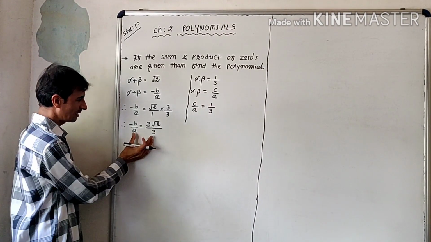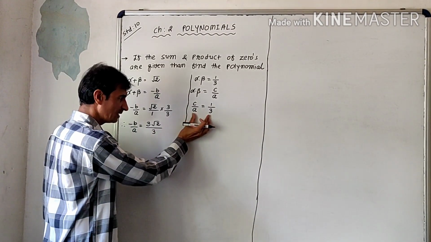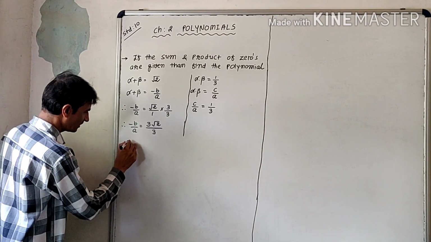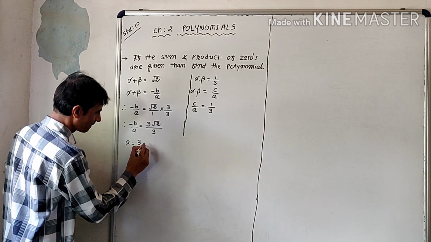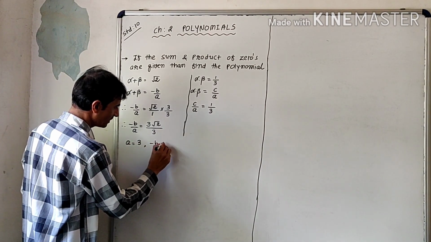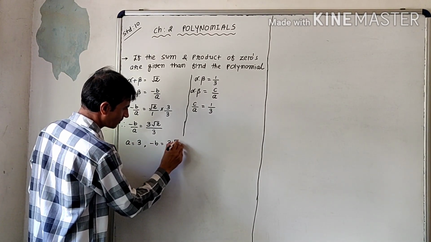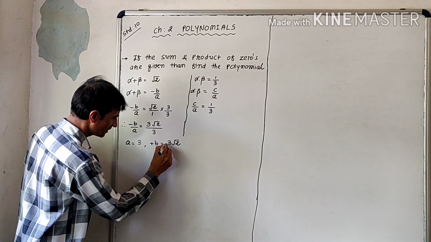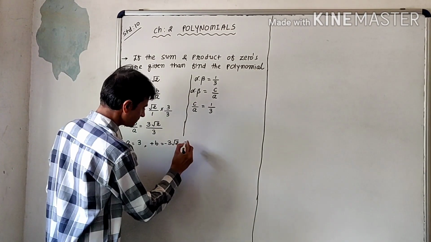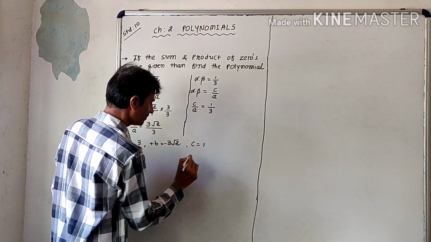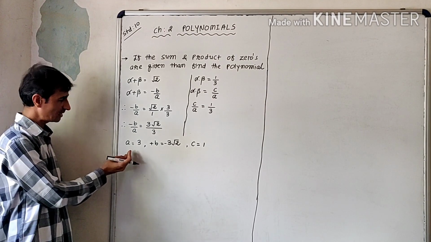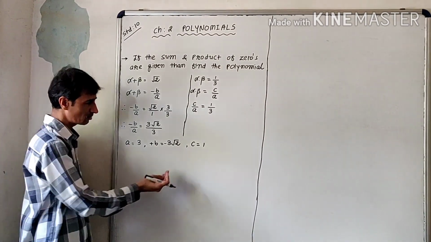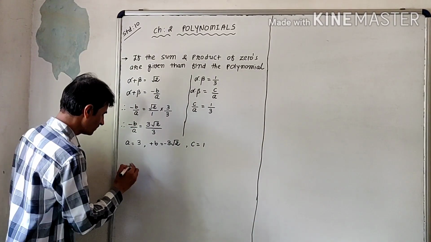Now you can see very well, here a is equal to 3 and here again a is equal to 3. Now I can write down a is equal to 3. Now here minus b is equal to 3 under root 2, but I don't want the minus b, means here positive, here negative. And c is equal to 1. That means we have all that three things. A is equal to 3, b is equal to minus 3 under root 2 and c is equal to 1.